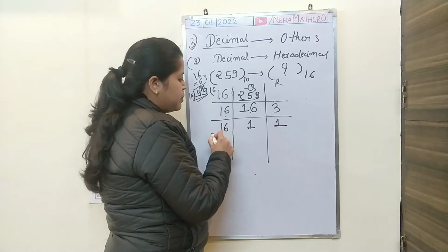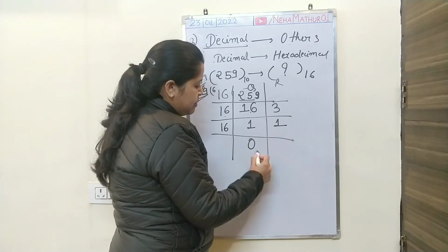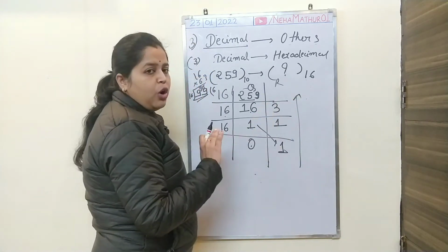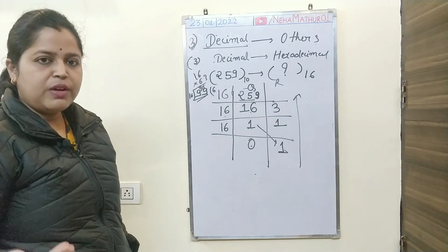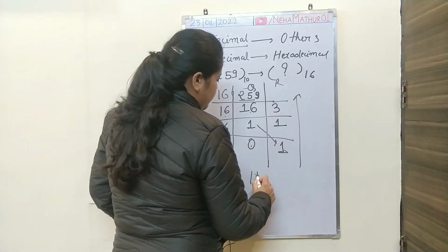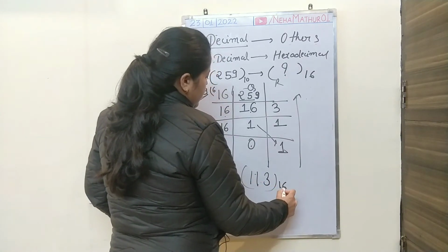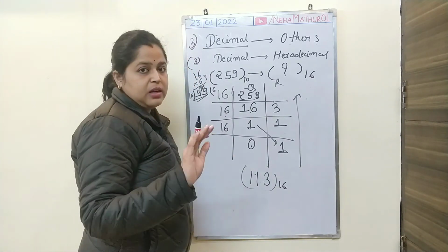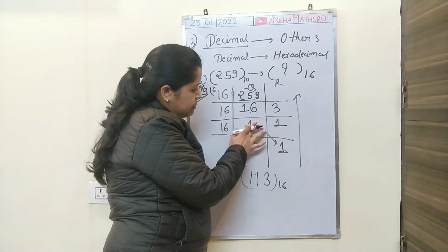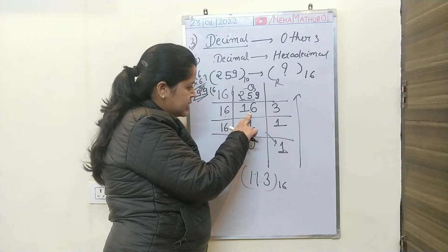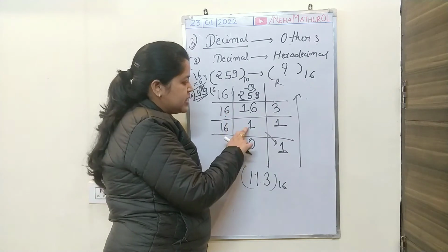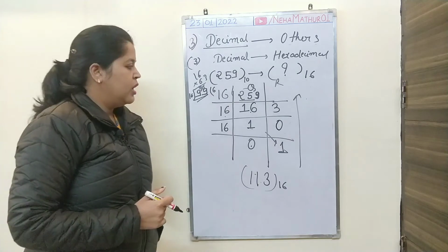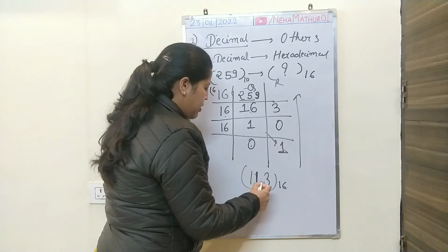Now this 1 is not possible to divide by 16, so it will be 0 and 1 you can write over here. So just read all the remainders in a convenient way from bottom to top and your answer will be 113 having base 16. So this is all about, sorry, here I am making one mistake. If you are dividing 16 by 16, it will be 16 1s are 16 and your remainder will be 0 now. How can I write 1 over here? So your answer will be 103.